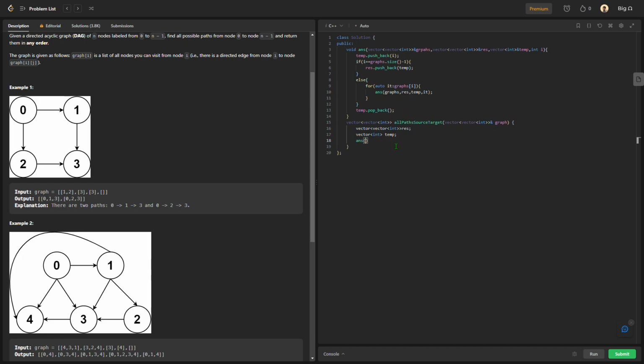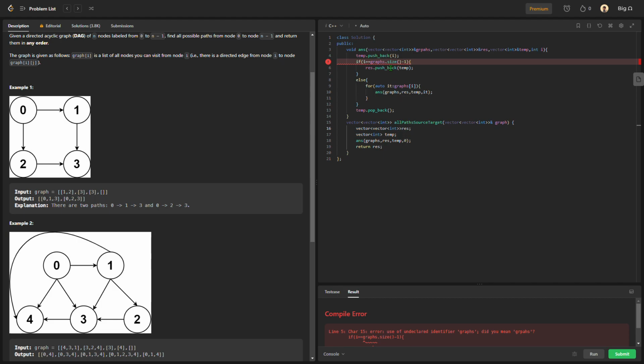Now I would be saying that please call my answer function, pass in graph, then pass in my resultant vector, pass in my temporary vector, and initially i would be 0. Then return the resultant vector, that is, we are storing all our paths in this one, and that is it.